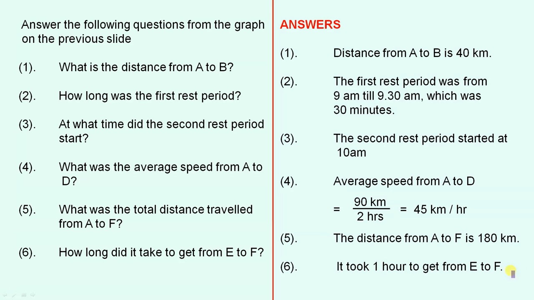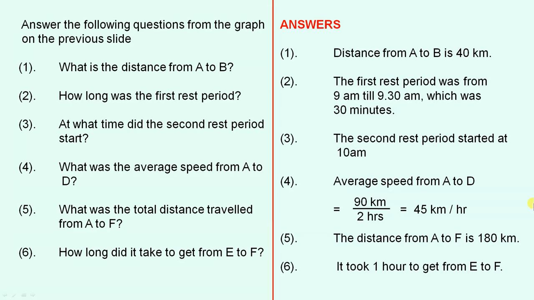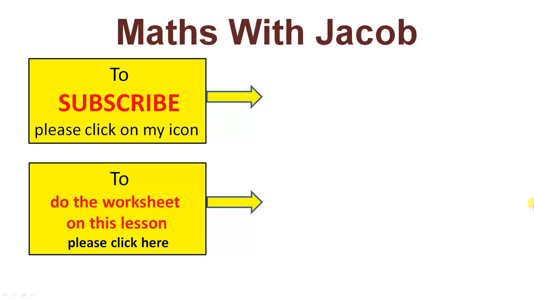It took 1 hour to get from E to F. Let's have a look at that. From E to F was from 11 AM till noon, so indeed that was 1 hour. Okay, so that's it. So basically the video looked at travel graphs and we've answered a few questions.